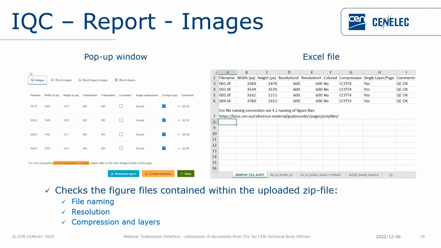window appearing on the screen. This will be your report, and this report can also be downloaded as an Excel file that you see on the right side. For the first tab, we have the image tab, which will check the file naming, the resolution, and the compression and layers.